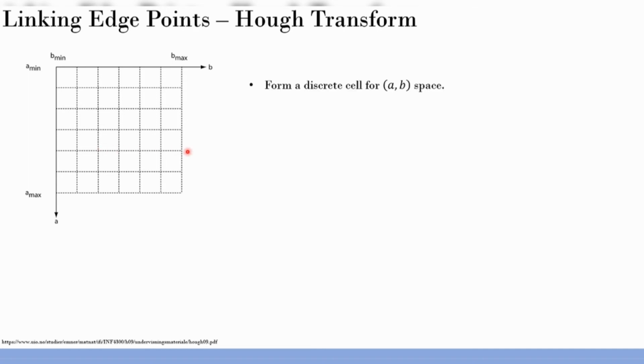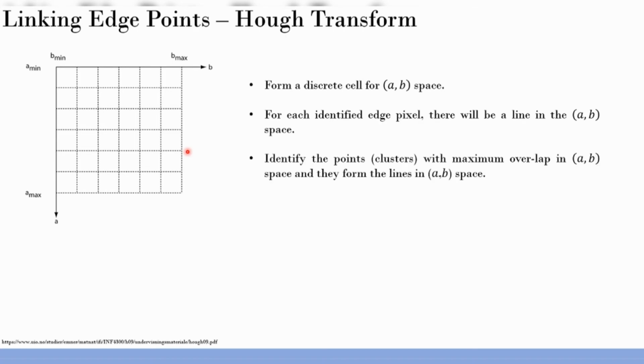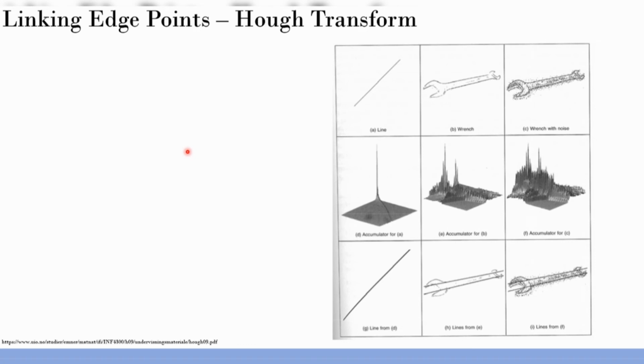Beautiful, right? So form a discrete cell for the AB space. Then I think this is quite straightforward; I don't need to actually explain. I'll show you some examples.